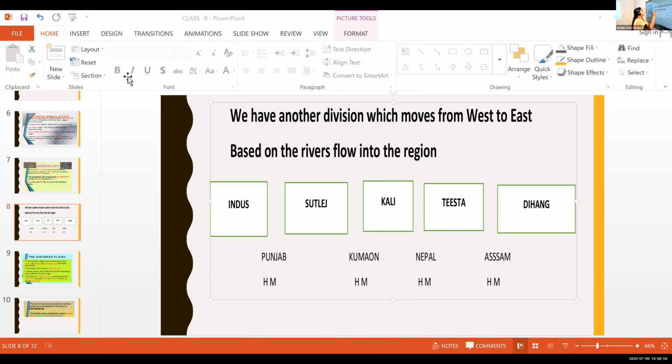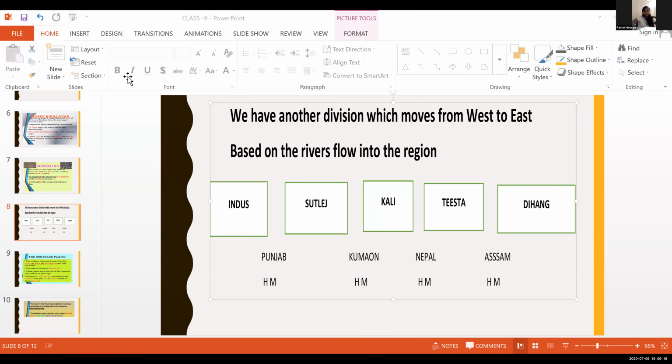This is the second division of the Himalayan mountains. It moves from west to east. The first division was the range division from north to south. This division from west to east is based on the flow of rivers in the region. Clear?